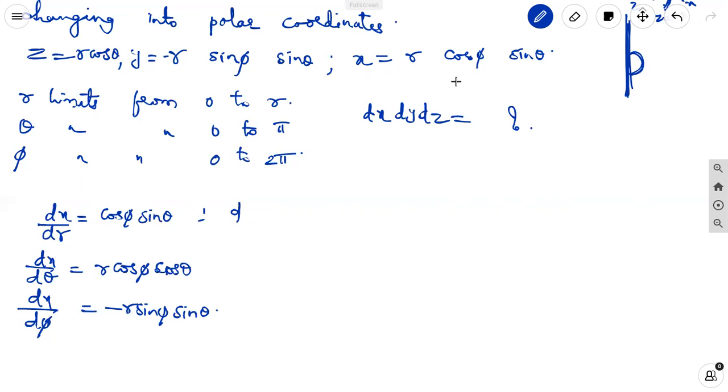Dx equal to r, theta means cos phi sin theta, cos theta. Is it clear? R differentiation is 1, sin theta differentiation is cos theta, and the cos phi differentiation is minus sin phi. Next, y is differentiating with respect to r, sin phi sin theta.